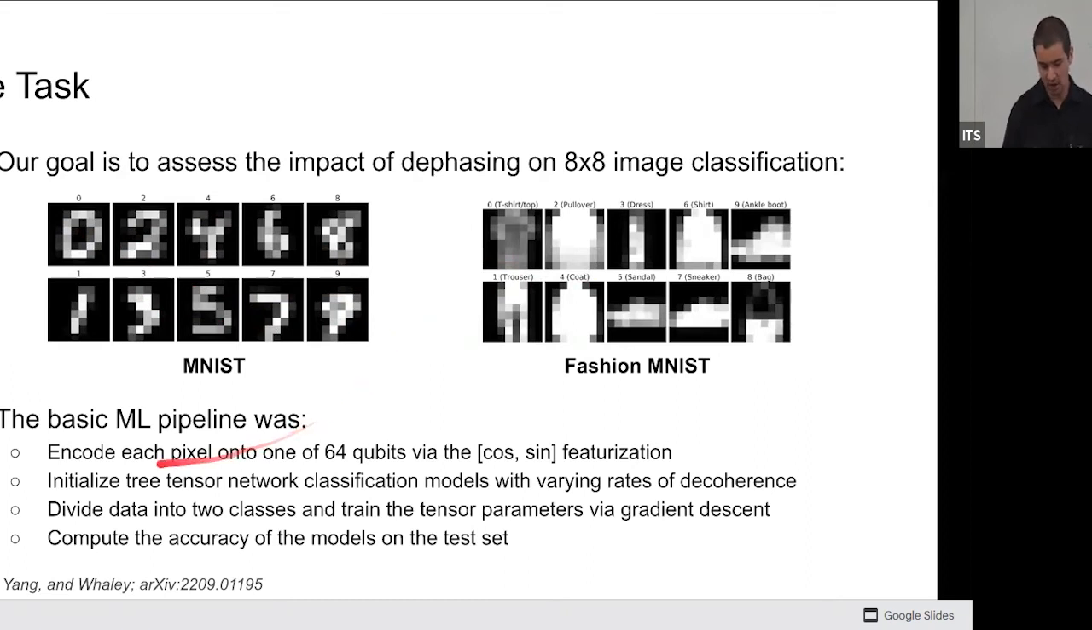And so what we did is we encoded each pixel onto 64 qubits. This is all software. Hardware, none of this is an actual device. Don't get carried away here. And then we initialized our tree. We then had different rates of decoherence.